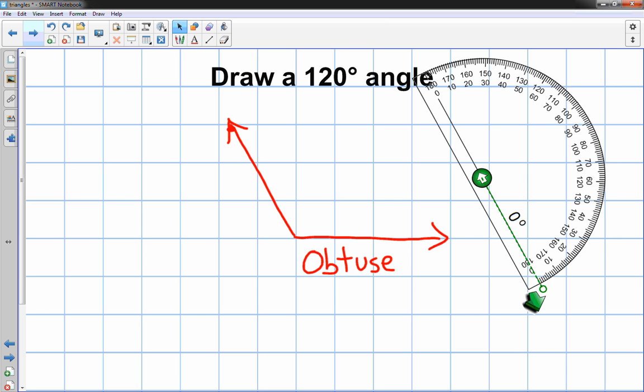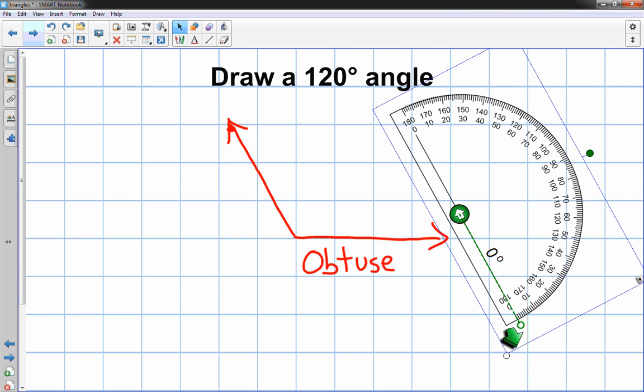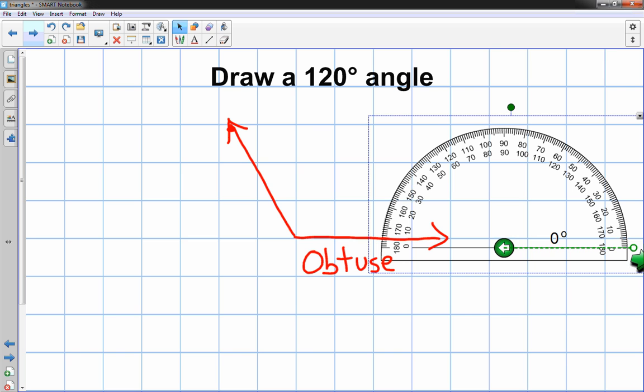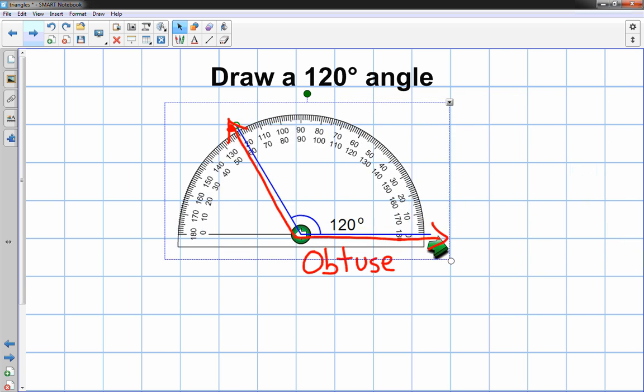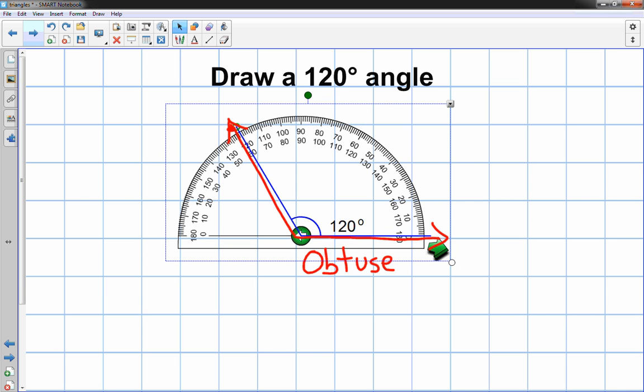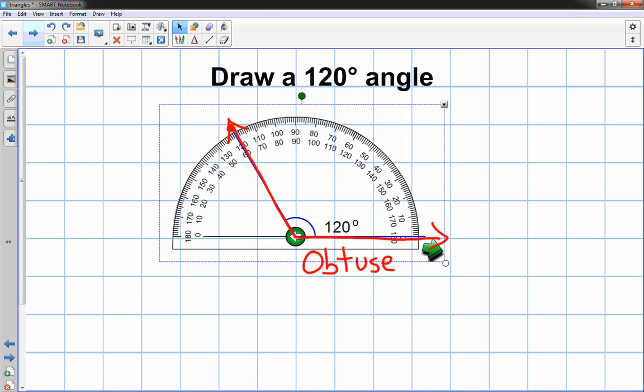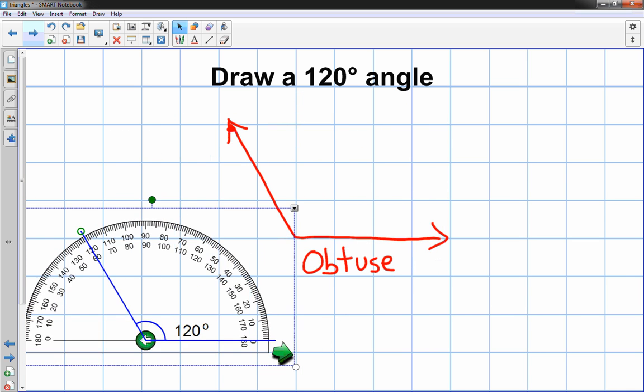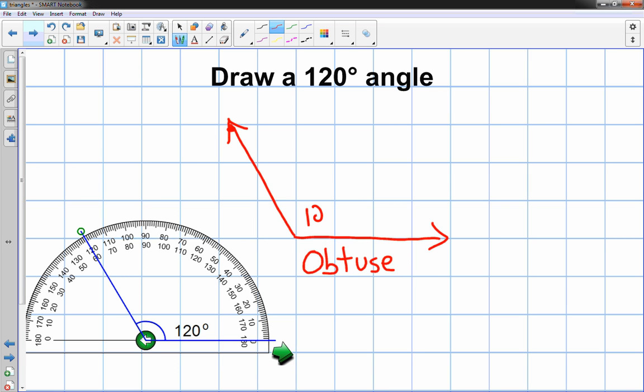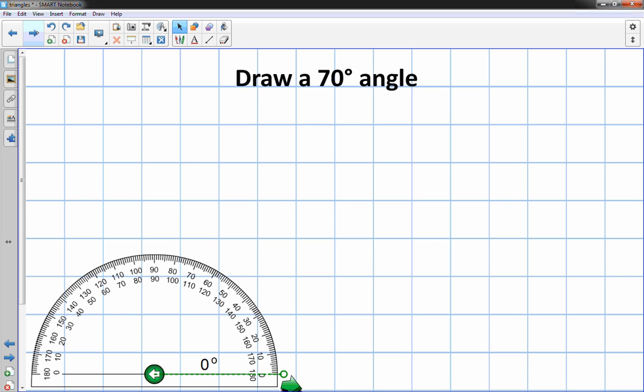And if you just want to double check, take your protractor, and you're hoping that it's 120, right? I have my virtual one that measures it for me. You guys don't have that. And line it up. And yeah, it's pretty close, 120 degrees. Move this out of the way. Write your measure inside the angle. So that angle is 120 degrees, and it's obtuse. It's greater than 90. Let's do one more.